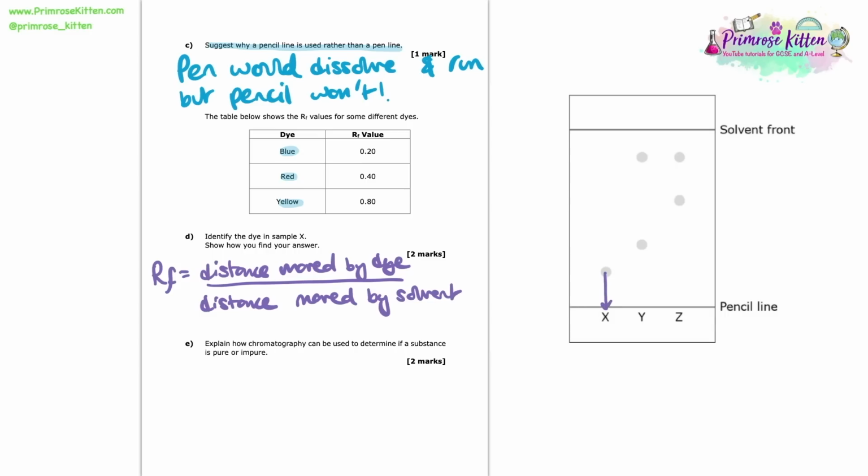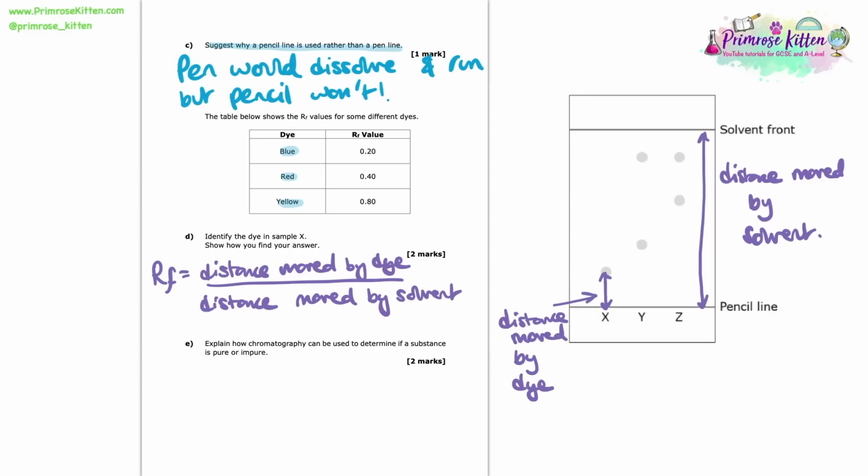So that means we need to get our rulers out, okay? And we need to measure the distance from the pencil line to that dot in the X column, okay? So we're going to get our rulers out and measure that distance. And we're also going to measure the distance from the pencil line again up to the solvent front.